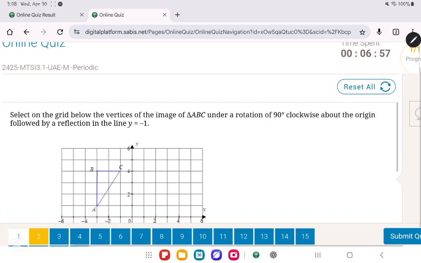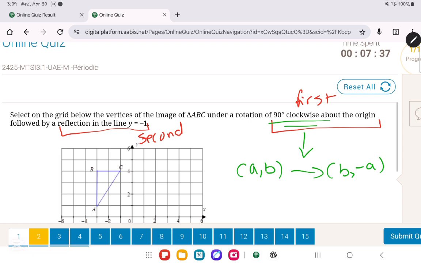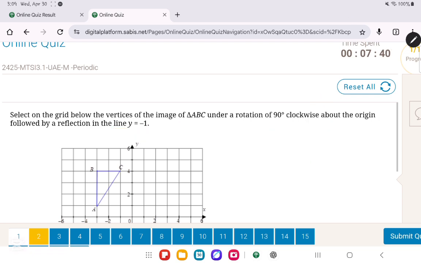Again, let us read what they want. Select on the grid below the vertices of the image of triangle ABC under a rotation of 90 degrees clockwise about the origin. This is the first thing that they want from us, followed by a reflection in the line y equals -1, and this is the second thing they want from us. What is very important to remember is that when we are dealing with a rotation of 90 degrees clockwise about the origin, you're going to have a point (A, B). (A, B) will become (B, -A). This is if you are dealing with a rotation of 90 degrees clockwise.